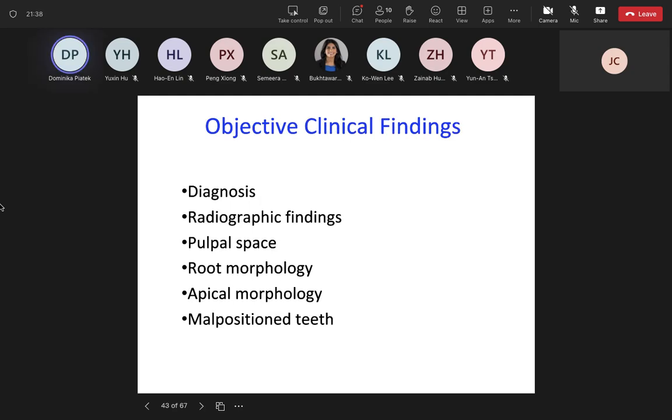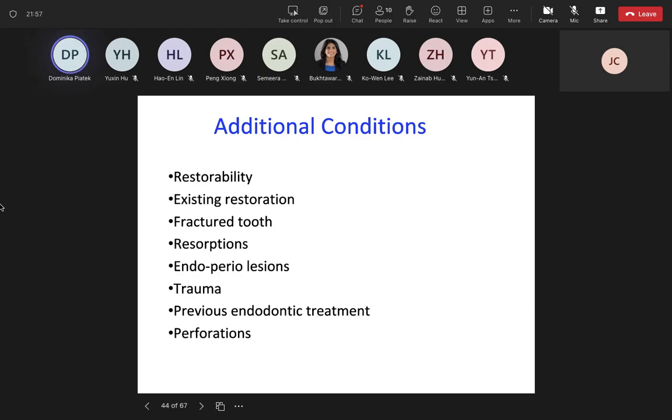From the objective clinical findings, we have to look at the diagnosis, radiographic findings, pulpal space, root morphology, apical morphology, and some malpositioned teeth. As additional considerations, we should look at these factors.